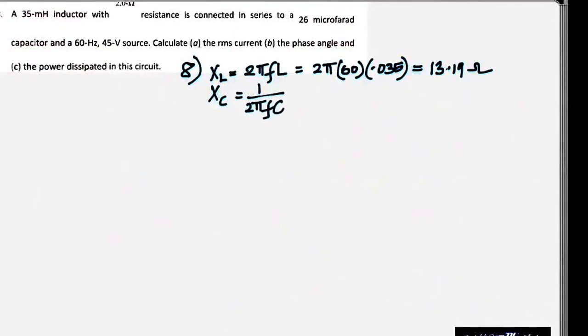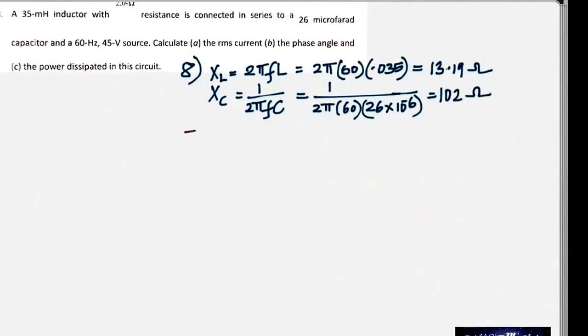Here we go. Find each one individually. Again, inductive reactance is 2 pi F times the inductance. Get smaller numbers now because the frequency is small. There you go, 13.19 ohm. XC, 1 by 2 pi FC. I have to fit all this onto that screen, so I'm writing small. 26 microfarad, that's why it's into 10 to the negative 6, gives 102 ohm.